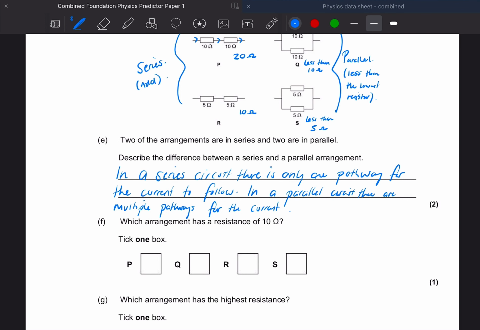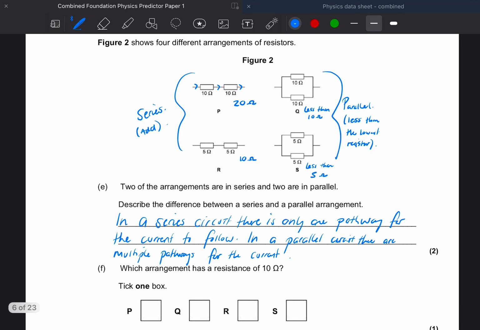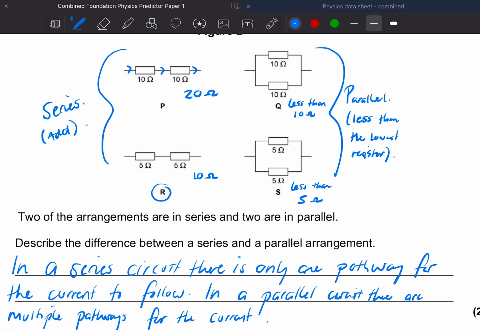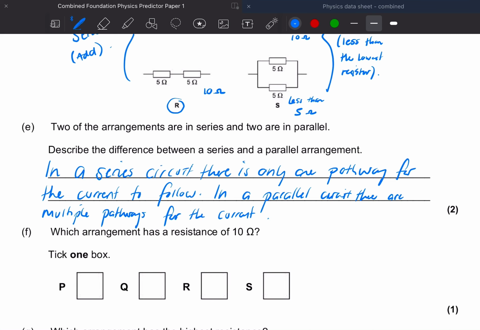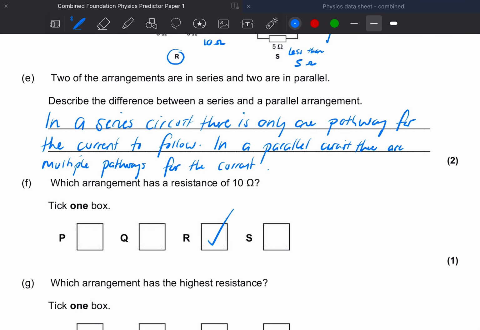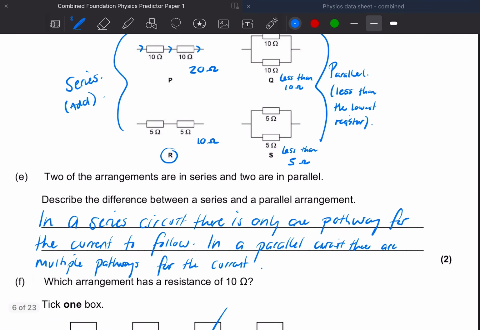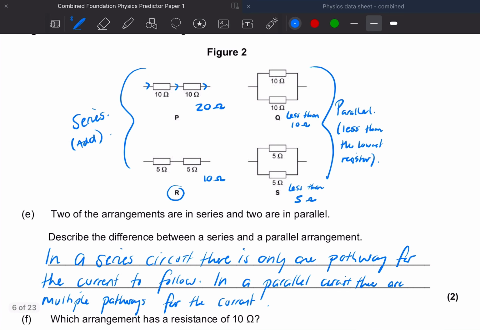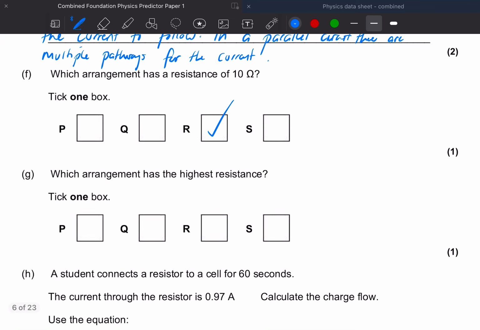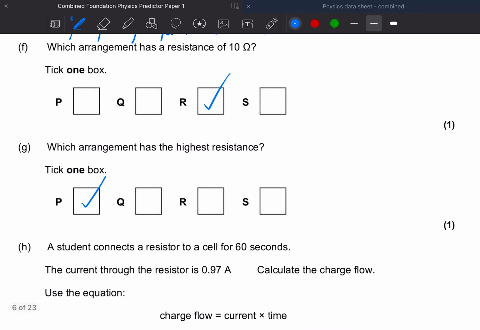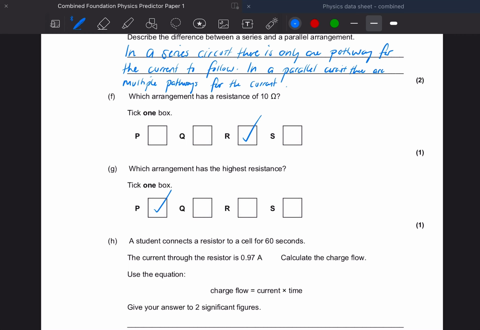Which arrangement has a resistance of 10 ohms? Is arrangement R, is exactly 10 ohms. I know we said that arrangement Q here is less than 10 ohms. So some people might be tempted to put that, but it's the one that is exactly 10 ohms is the one where we're adding our two 5 ohm resistors together. So it's arrangement R. Which arrangement has the highest resistance? So if we go to there, the highest one is P, because that's our 20 ohms in here. So that's P. A student connects a resistor to a cell for 60 seconds.